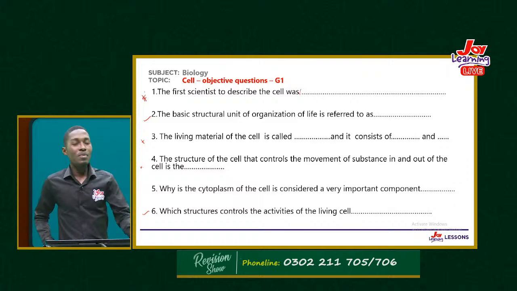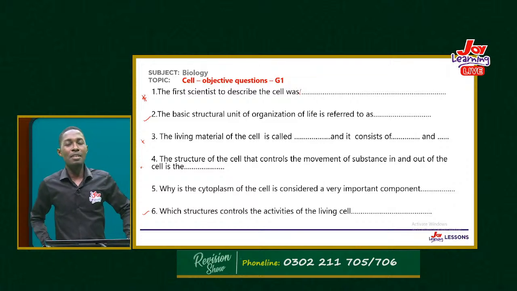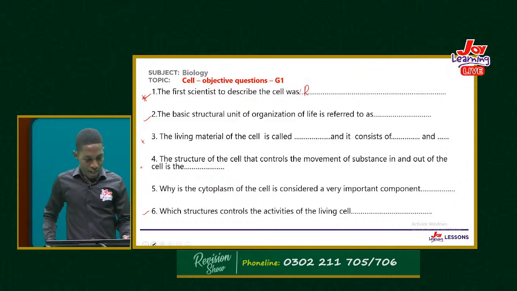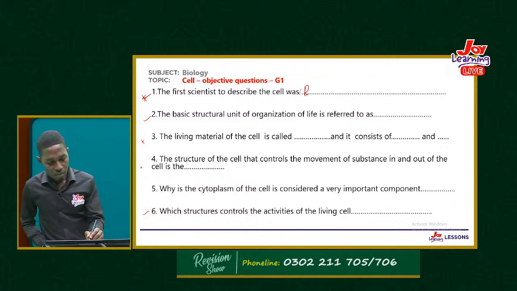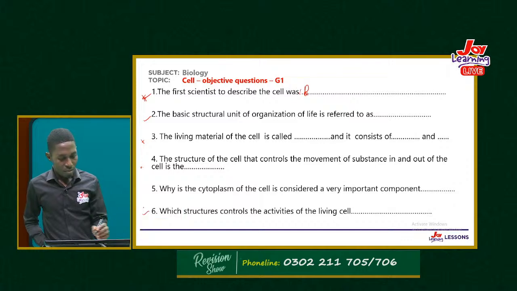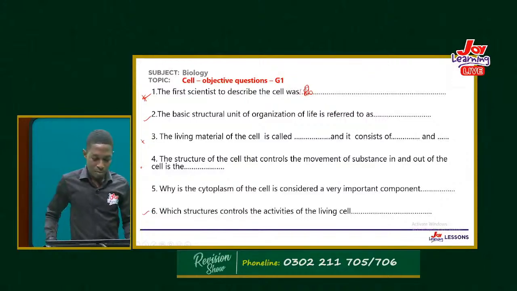Okay, let's go to our slide quickly. Question 1. Your colleague couldn't get it. He said John Ray. What do you think is the answer? Robert Hooke. Robert Hooke is correct. Then let's look at question 3. Yes. Okay, the living material of the cell is called the cytoplasm.